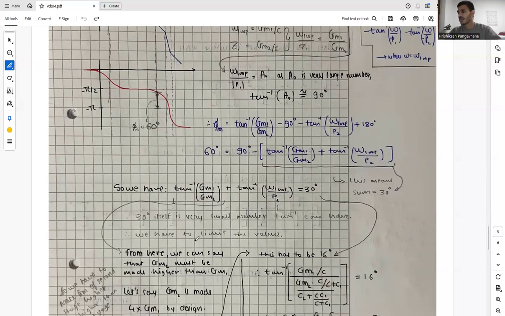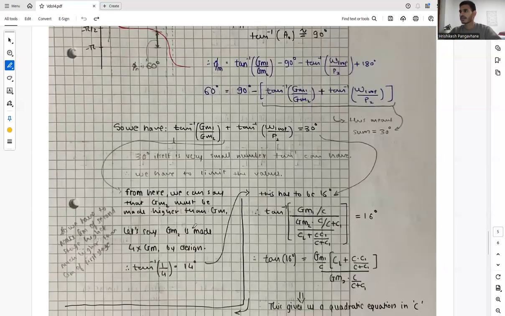So we have to limit the values, and from this term, we can say that gm2 must be made higher than gm1. So we have to make gm of the second stage much higher than gm of the first stage, in order to limit the tan inverse term. So let's say gm2 is made 4 times of gm1.